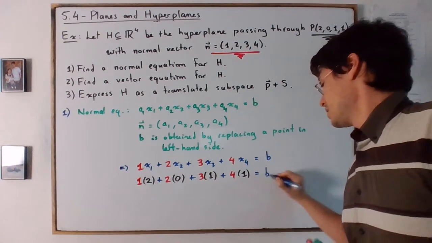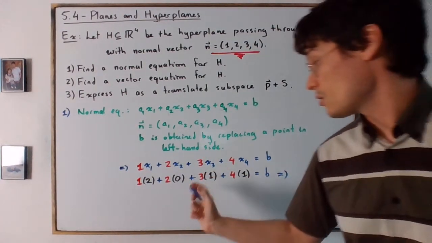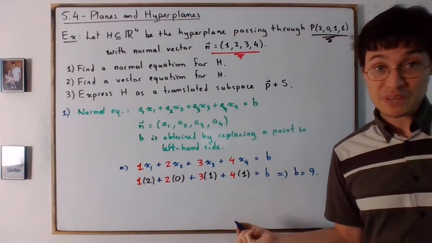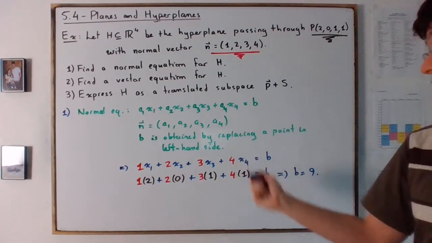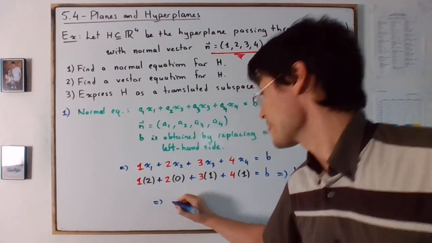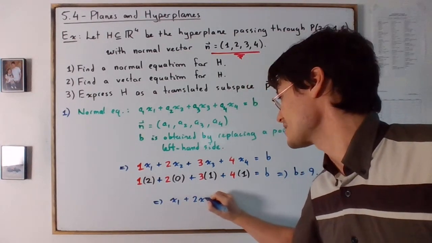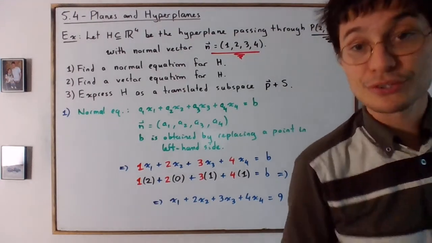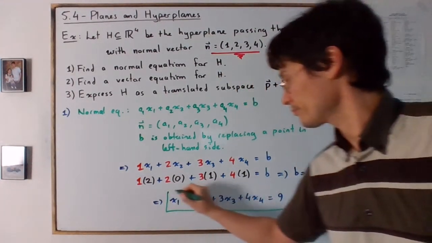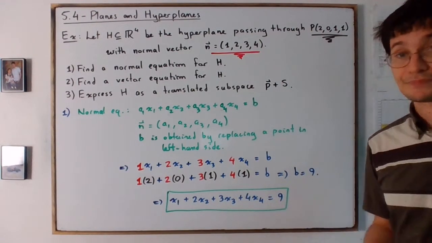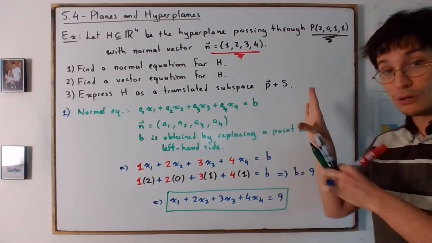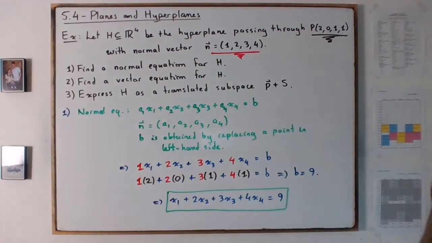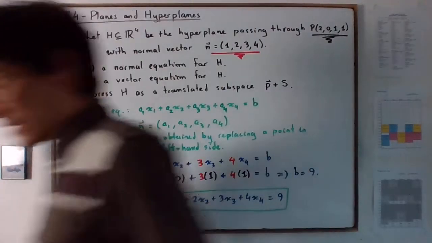And of course, as you can see, we're going to get B this way. So what is it? It's 2 plus 3, 5, plus 4, 9. So B is equal to 9. As a result, the normal equation of our hyperplane is simply x1 plus 2x2 plus 3x3 plus 4x4 is equal to 9. So that's the answer to question number 1. You can press pause to make sure you copy everything, but I will erase everything except the question itself. Where's my eraser? There it is.